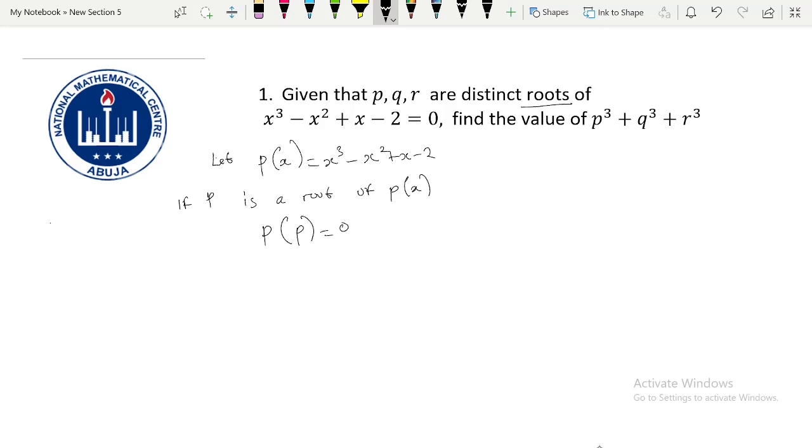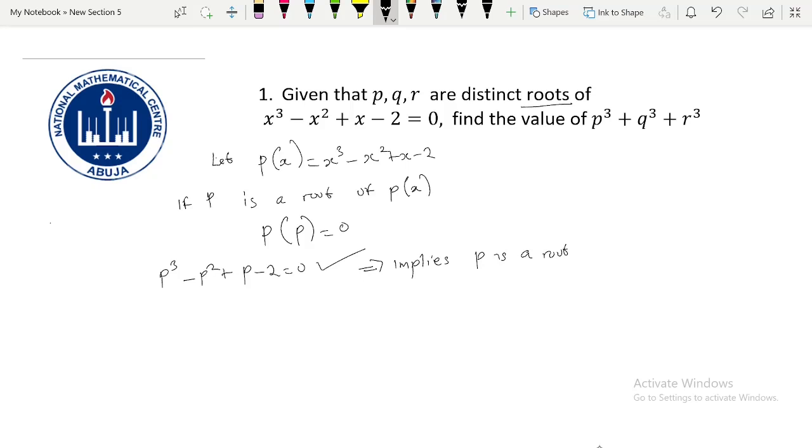I know it's kind of confusing, but that's just what it means. When x equals p, that means p cubed minus p squared plus p minus 2 equals 0. That is just what it implies, that p is a root. This polynomial is of degree 3, meaning the highest power of x is 3, so it has 3 roots: p, q, r.